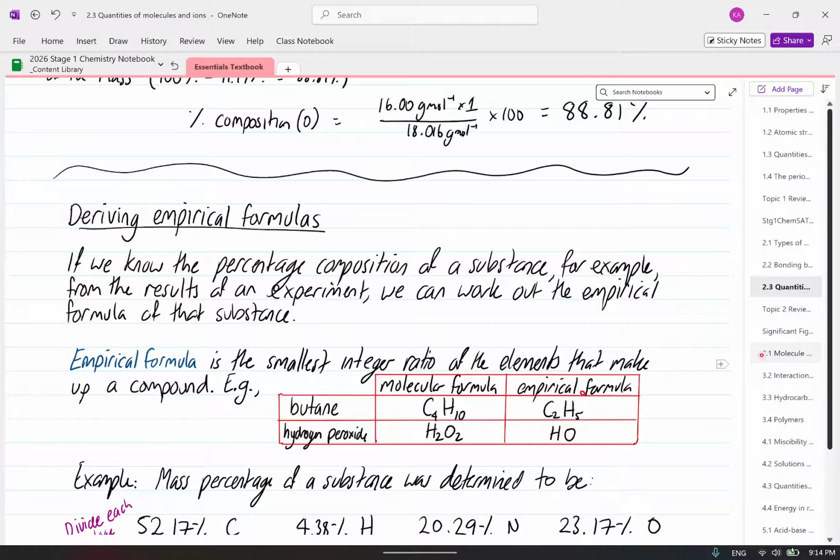So if, for example, we calculated this C2H5, we know that our final substance will be some multiple of this, either C2H5 or C4H10 or C6H15, that sort of thing.